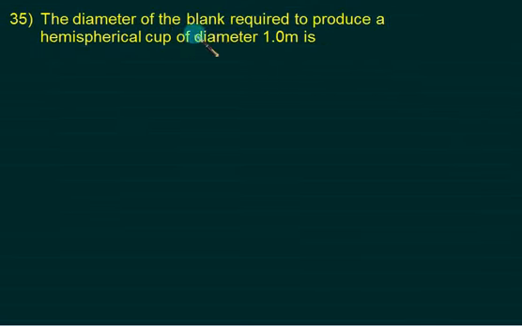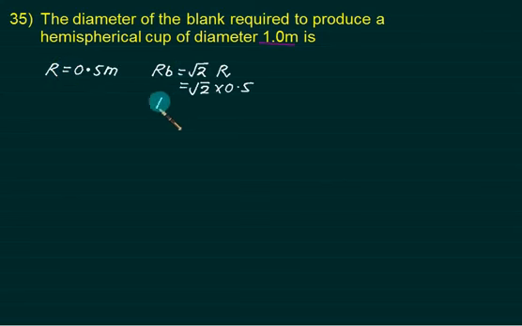What is the diameter of the blank required to produce a hemispherical cup of diameter equal to 0.1? You want to find this out. In the case of diameter, we first reduce to the hemispherical radius, so the hemispherical radius is 0.05. So the blank required will be root 2 times r, and the diameter of the blank will be 2 times that. Root 2 is simply 1.414.